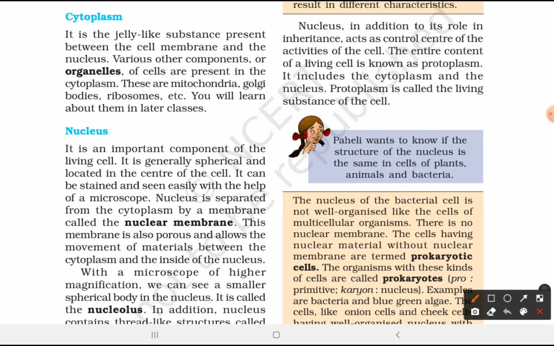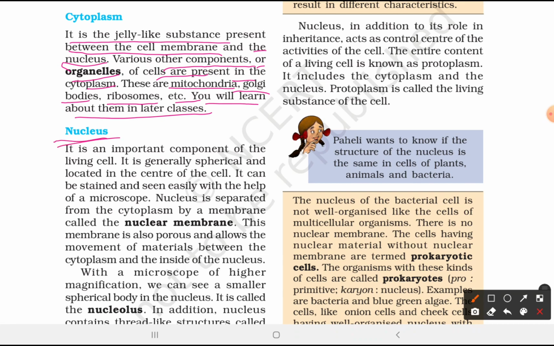Cytoplasm. It is a jelly-like substance present between the cell membrane and nucleus. Various other components or cell organelles of the cells are present in cytoplasm. These are mitochondria, Golgi bodies, ribosomes, etc. You will learn about them in later classes.